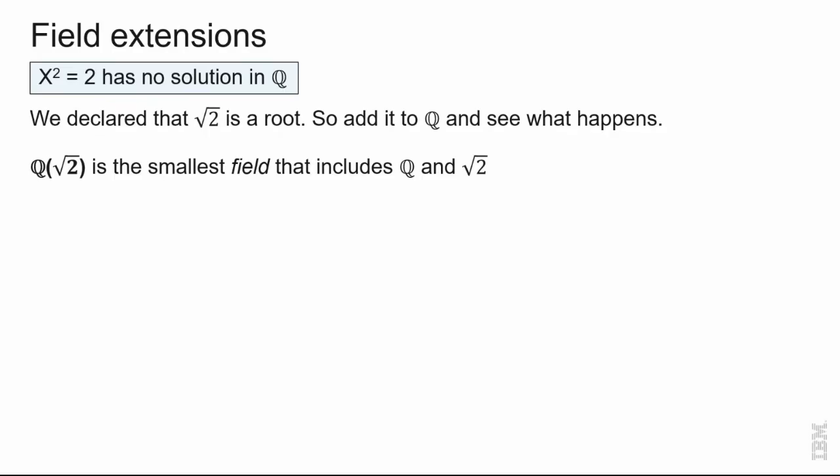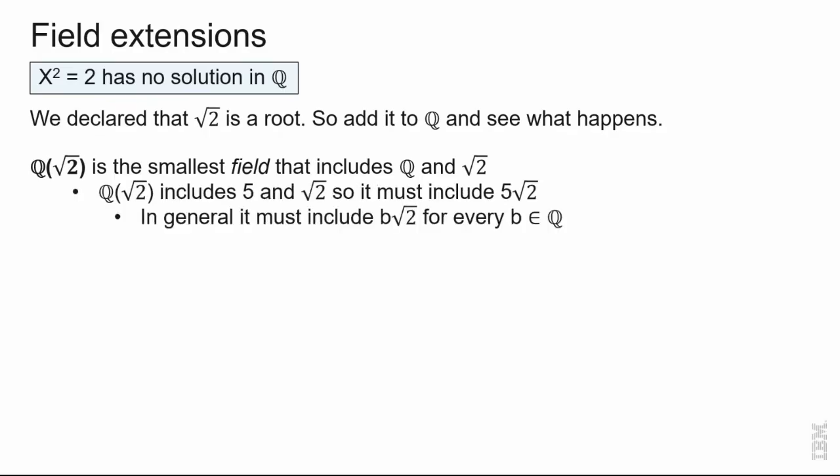If you take, let's say, 5 and square root of 2, the collection must also include the product of these numbers. So 5 times square root of 2 must also be a member of this field. So we also add 5 times the square root of 2 to our field. In general, we're looking for the smallest field that contains all the rational numbers Q and also contains the square root of 2.